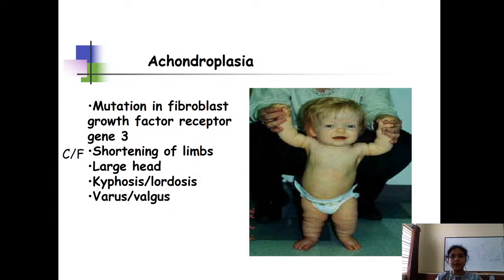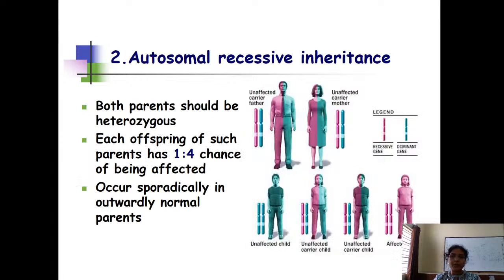Examples of autosomal dominant diseases are achondroplasia, Huntington's chorea, neurofibromatosis, polyposis coli, Marfan syndrome, retinoblastoma, and many other diseases. Now, achondroplasia is due to a mutation in fibroblast growth factor receptor gene 3. The clinical features are shortening of limbs, large head, kyphosis or lordosis, varus or valgus deformity in legs.